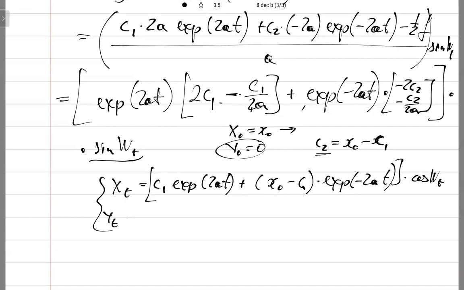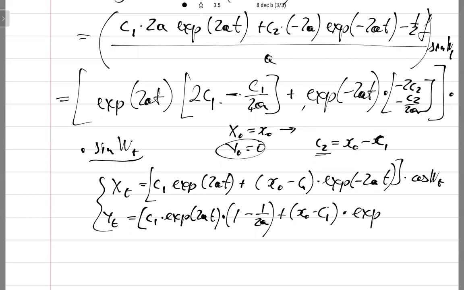And finally, y(t), we do the same thing. It's C1 times exponent of 2AT times 1 minus 1 over 2A plus x0 minus C1 times exponent of minus 2AT times, what will I have there? Minus 2 minus 1 over 2a, and multiplied by sine of wt. Okay, now we have solved it.